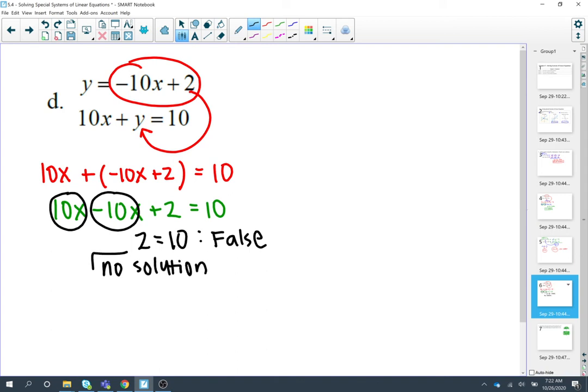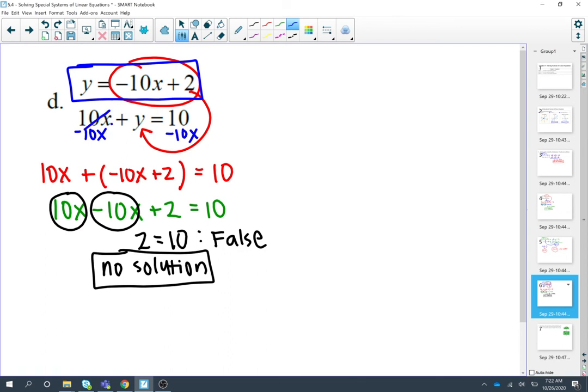Now, real quick before we move on, I'm just going to look at that one other way. If I go back up, I have y equals negative 10x plus 2. Well, if I solve my second equation here for y, I could subtract 10x from both sides. That would get me y equals negative 10x plus 10. And now I'm going to look at those two equations. Both of those equations, if I look really carefully, have a slope of negative 10.